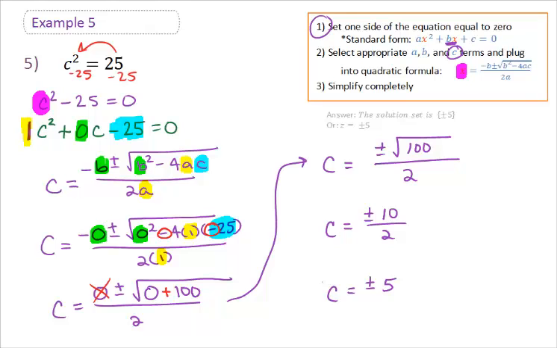This is where I'm going to stop this video, but in the next video I have, looks like 3 more examples to use the quadratic formula method on.